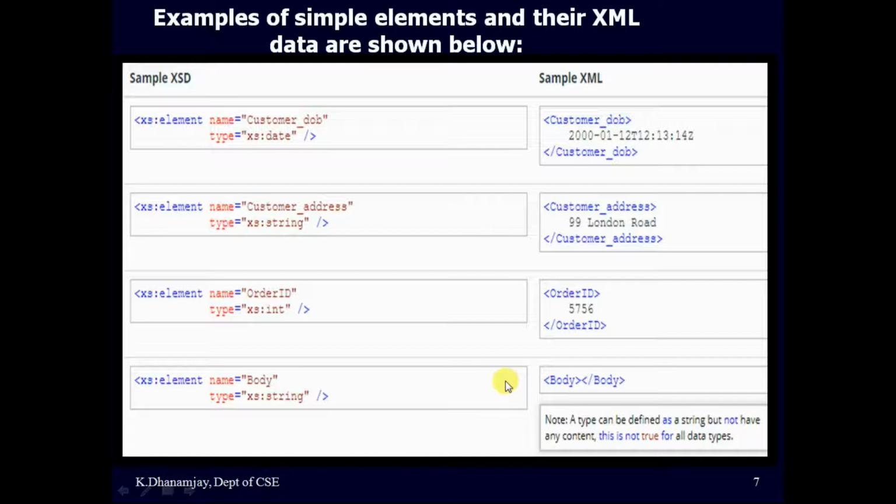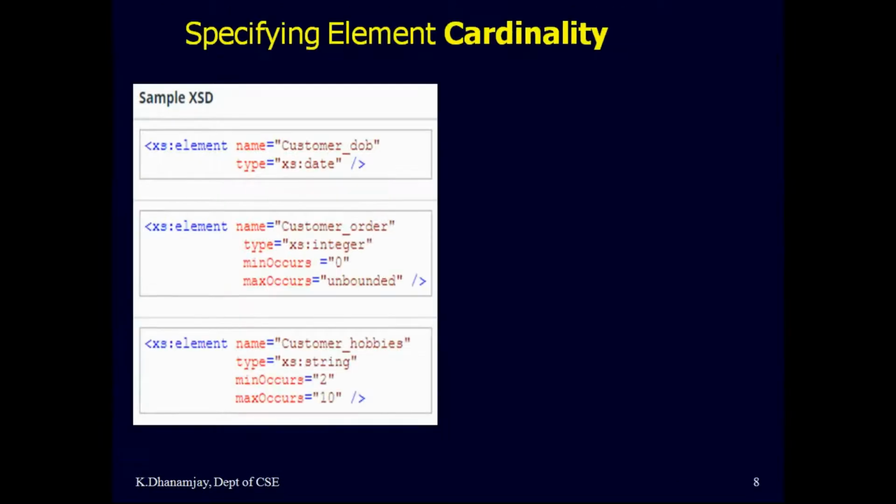A type can be defined as a string but not have any content. This is not true for all data types. Remember, there are different data types. If you use a DTD, document type definition, it does not support any sort of data types like date, string, integer. It only specifies string. Whereas if you use XML schema instead of DTD, you can specify multiple data types.